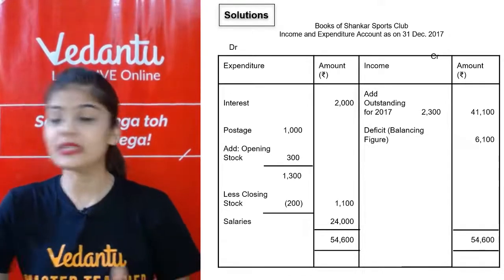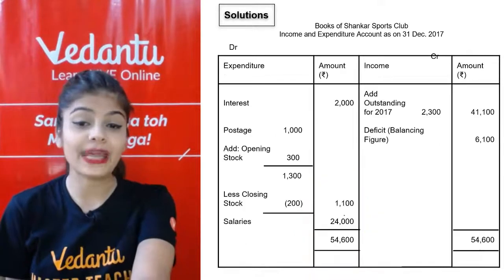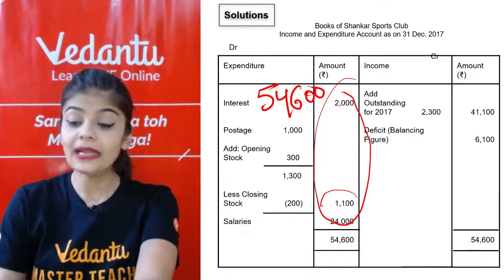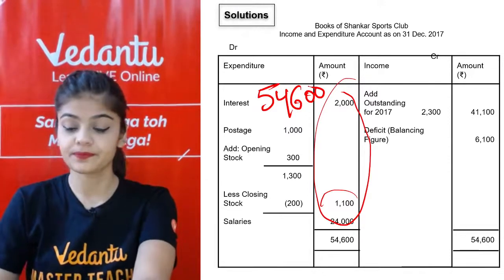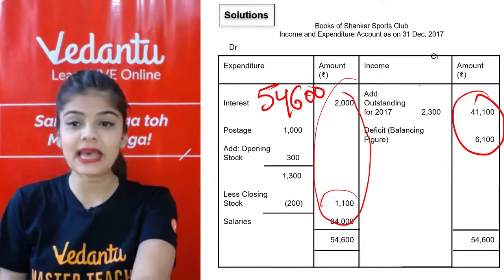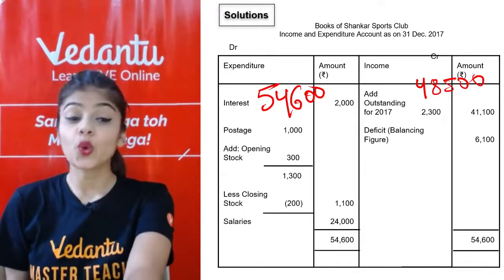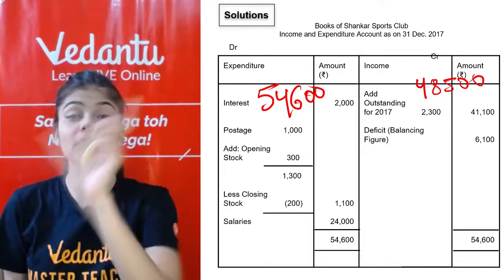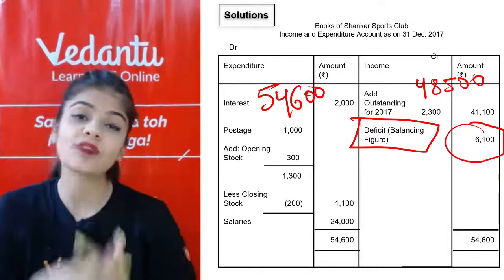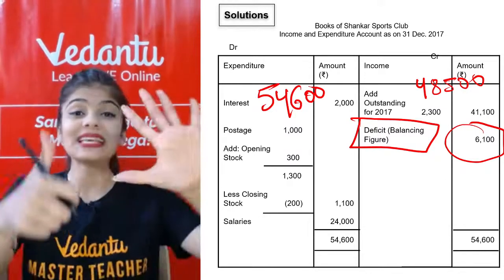So it's time to find out the balancing figure. You will do the total of both these sides. Total of debit side is 54,600. Total of credit side is 48,500. So the balancing figure is deficit of 6,100. So this is your income and expenditure account, which is asked for 6 marks.